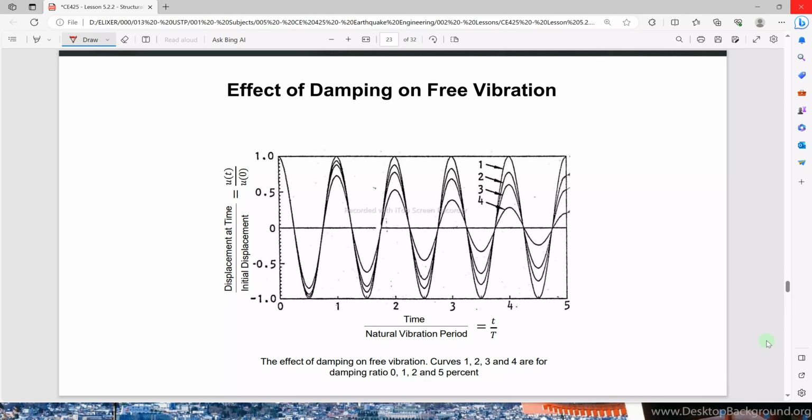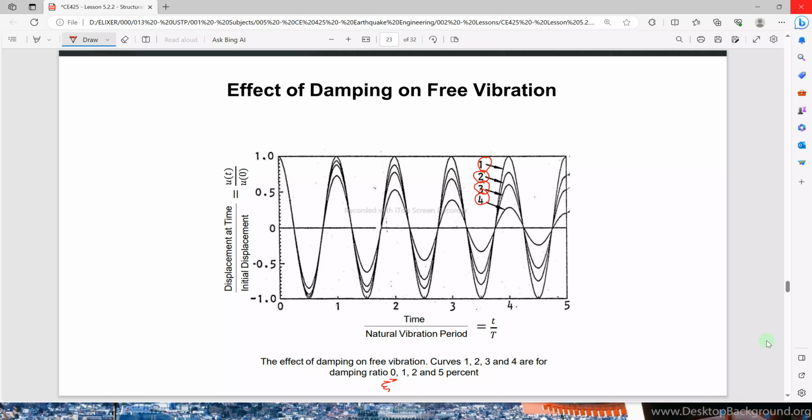So let's move on. Here we have another graph. On the x-axis, this is the time over the natural vibration period. And on the y-axis we have the displacement at time t over the initial displacement. There are four graphs here: graph 1, graph 2, graph 3, and graph 4. Curve 1 has a damping ratio xi equal to 0, meaning there is no damping. This is harmonic oscillation, the undamped system.